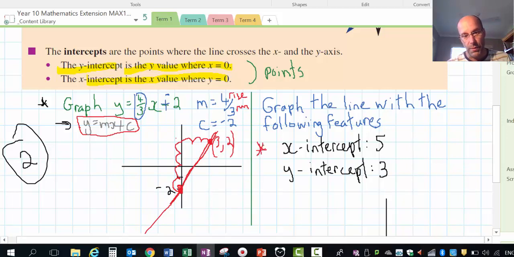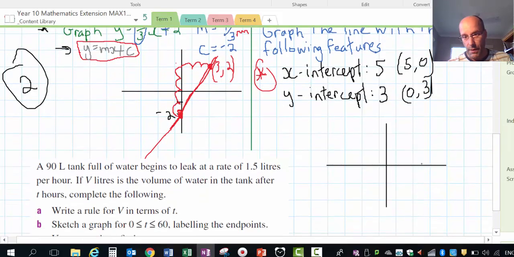Next one here, we've got 2 pieces of information. We've got 2 points. We've got the x-intercept and the y-intercept. So if the x-intercept is a given feature and it's 5, we can write that as a point. The x-intercept happens when y equals 0, so it'd be (5, 0). And the y-intercept happens when x equals 0, so that would be (0, 3). And we have 2 points. So we get our graph.